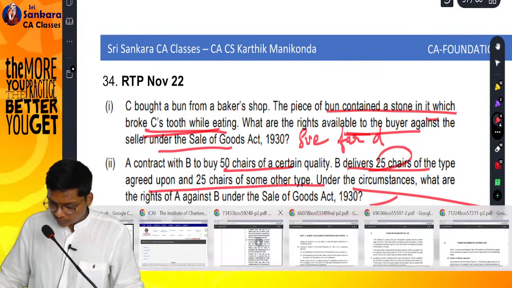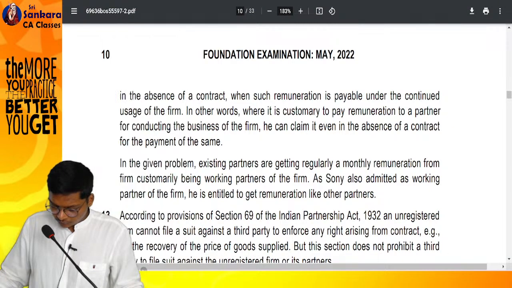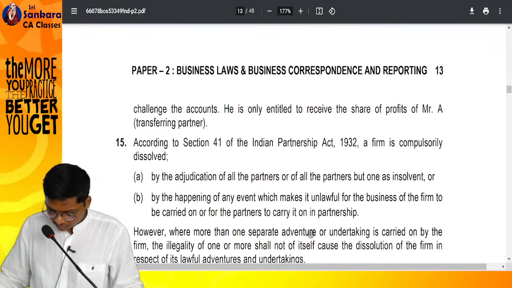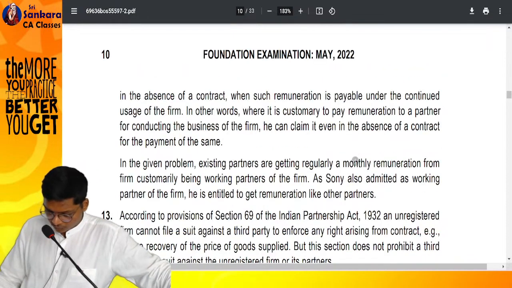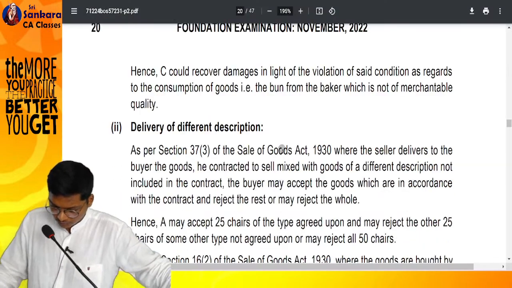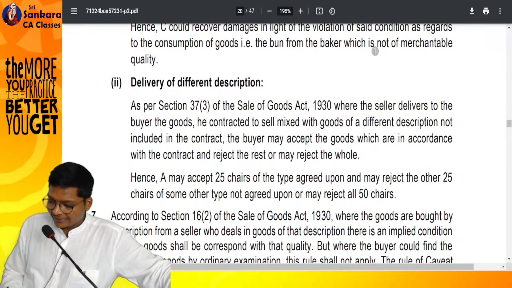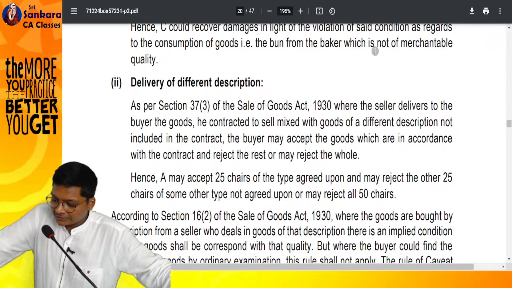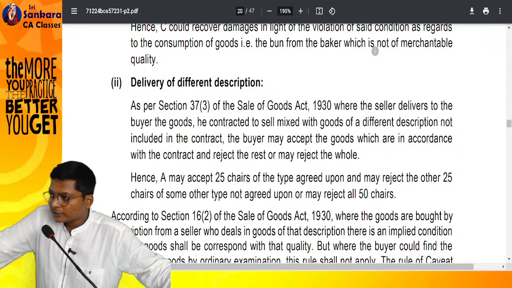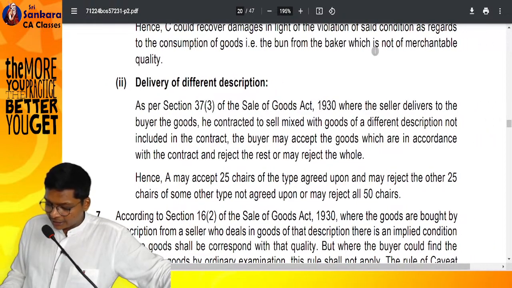Let's quickly look. Sorry. You can write both. Here, description, where is it? Delivery of a different description, where the seller delivers to the buyer goods contracted to be sold mixed with goods of a different description not included in the contract. The buyer may accept the whole in accordance with the contract or reject the whole. A may accept 25 of the type and reject the other 25, or he may even reject all the 50.